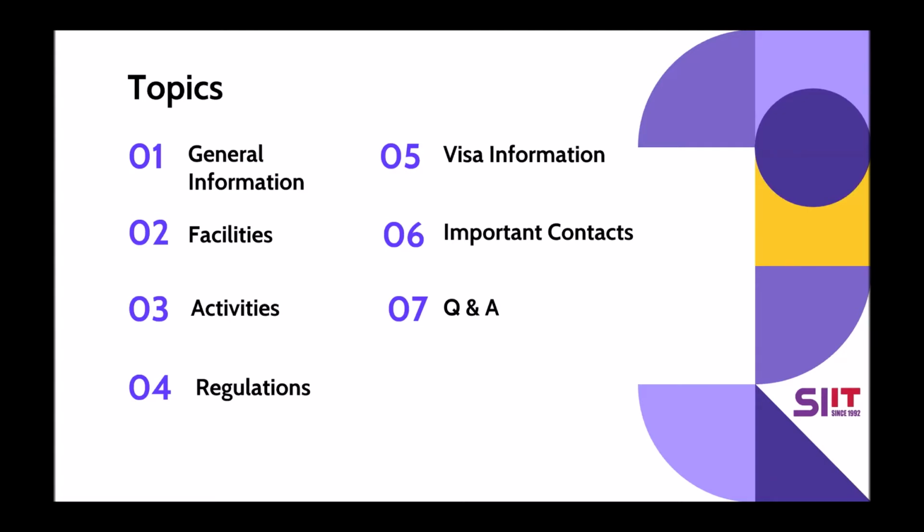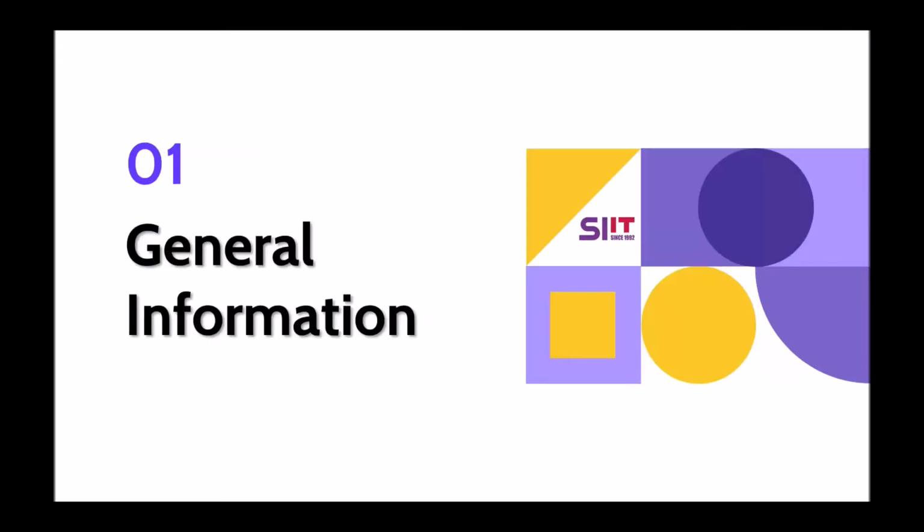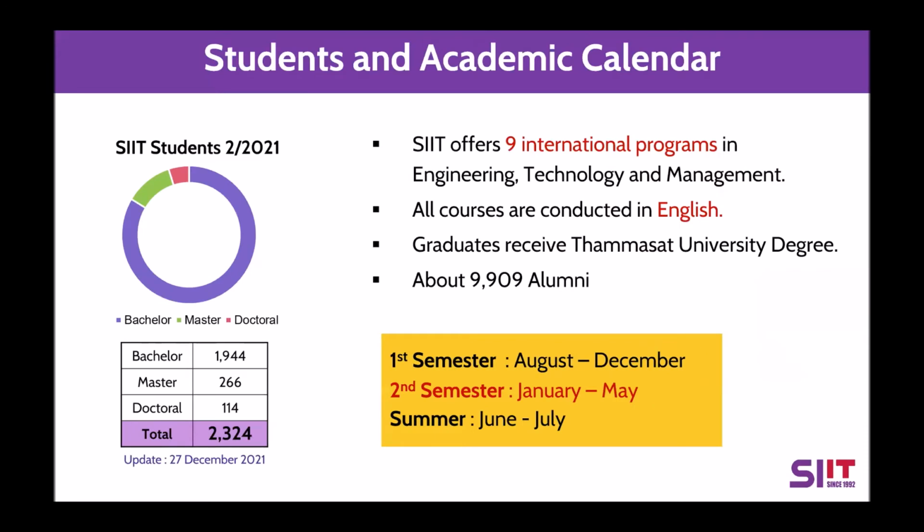So the topic today has 6 parts. We're going to start with the general information, and then facilities for students, activities, regulations, visa information, and then important contacts. So let's start with the general information.